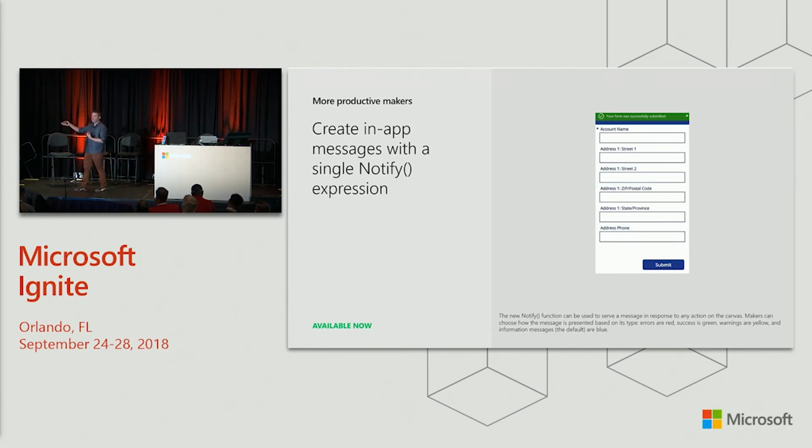parameter on it. I can say, is it a failure? Is it a warning? Is it a success message? Is it informational? And we'll make it red or yellow or blue or green based on what it is. We'll auto-format it, make it much easier to do simple scenarios like this. And again, you'll see more of that from us going forward.